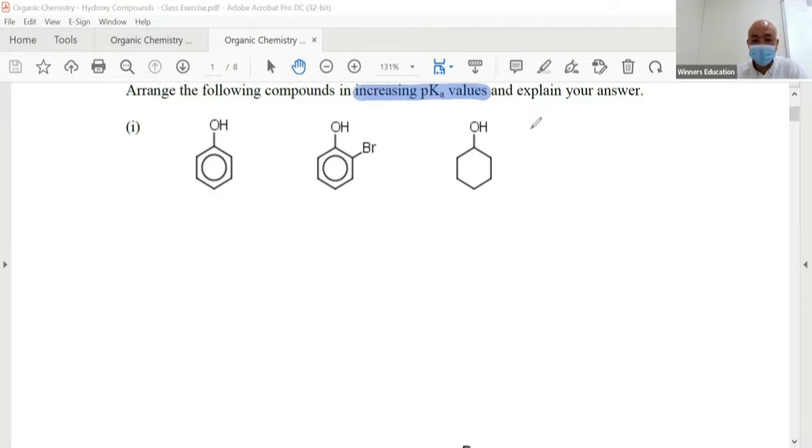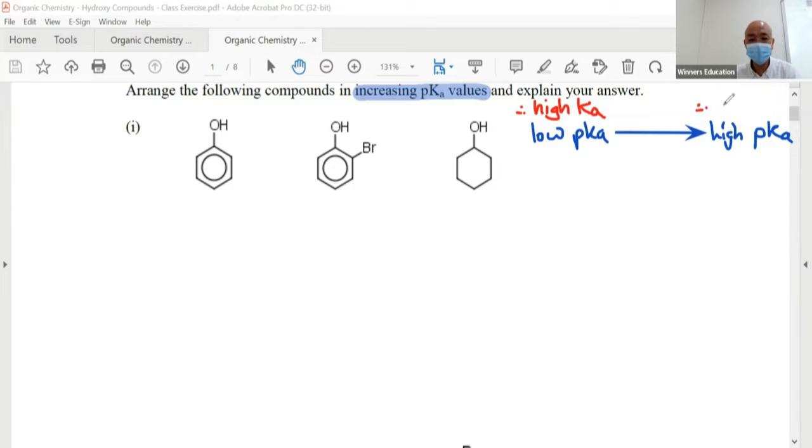Increasing pKa values means therefore low pKa and then go to high pKa. So you must do it in a very, very systematic approach. Else, a lot of people will go the other way around in their answer. pKa, we don't know. In our mind, it doesn't process. But we know very well Ka. And pKa and Ka are opposite because we learned this in the previous topic called acid-base equilibrium. All right? And Ka is directly proportional to the strength of a weak acid. Everyone okay? Make sense? So we always think in terms of Ka, not pKa.